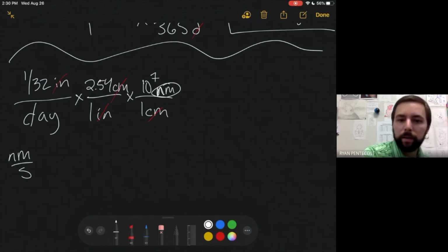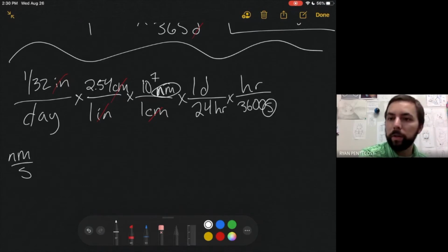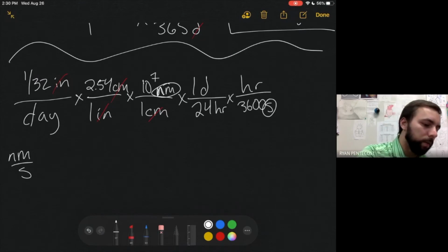Now we need days down to seconds. This is pretty easy. Day needs to go on top. You've got 24 hours in a day, and 1 hour has 3,600 seconds. And the nanometer and centimeter are in the right spot. Sometimes if you do this wrong, they are flipped, and then you need to do it over again. You could always do some math to flip them, but anyway. All right, so hours cancel, days cancel. The only things left are nanometers and seconds. So that means our answer is right there in front of us.